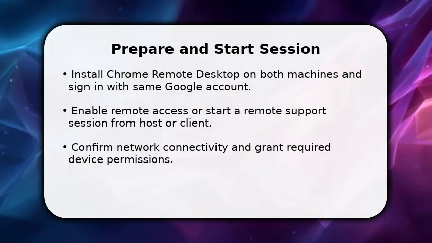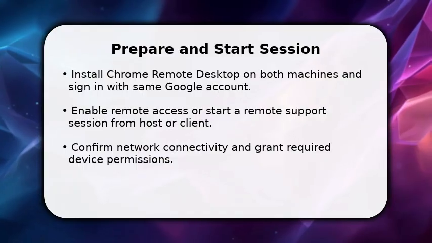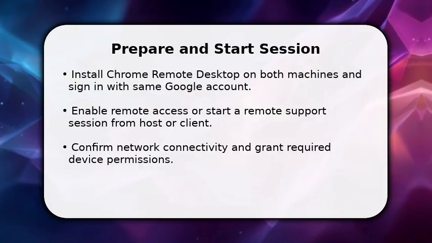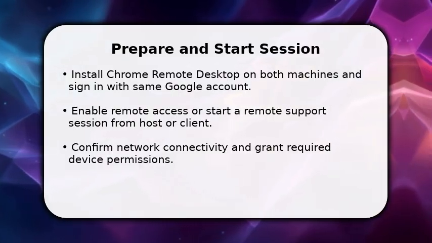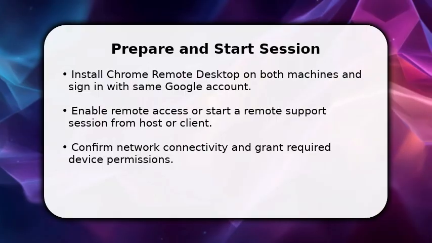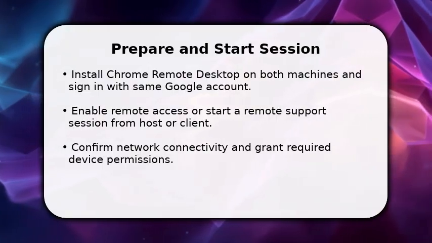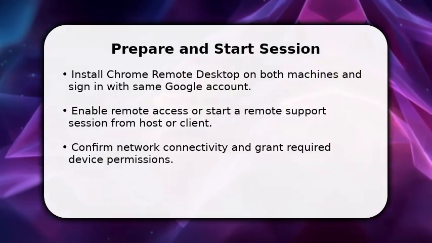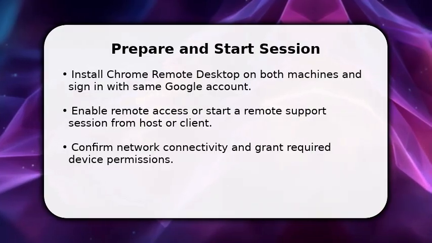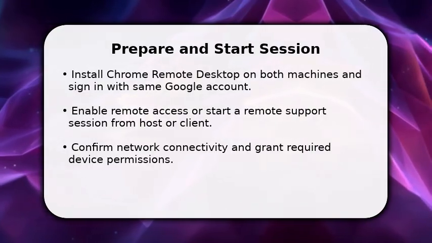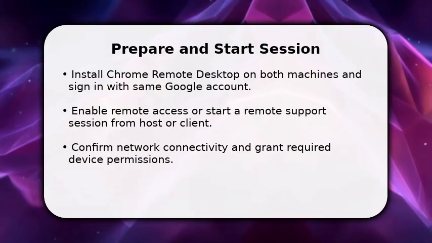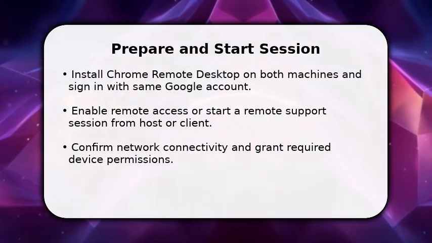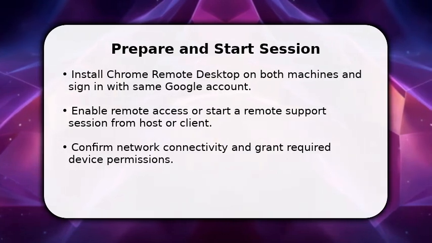You begin by installing and signing into Chrome Remote Desktop on both systems. This gives you authenticated access. Once installed, enable remote access on the machine that will share files or request a remote support session from the helper. Make sure you grant Chrome Remote Desktop any file or folder permissions the OS prompts for, because without them, transfers will fail. Also verify both machines are online and not blocked by a VPN or strict firewall, since connectivity is required before you attempt any file movement.